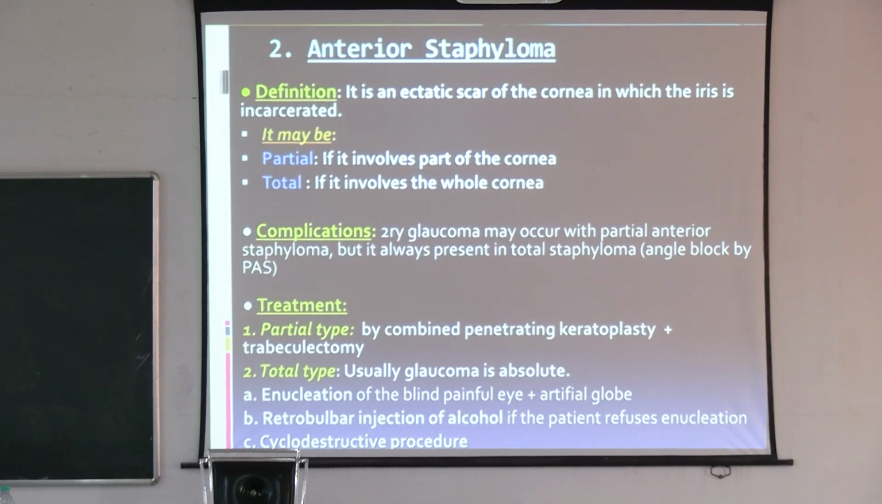If the patient refuses enucleation, in that case retrobulbar alcohol is given. And if retrobulbar injection of alcohol is not possible, then a cyclodestructive procedure is given, that is called cryotherapy.